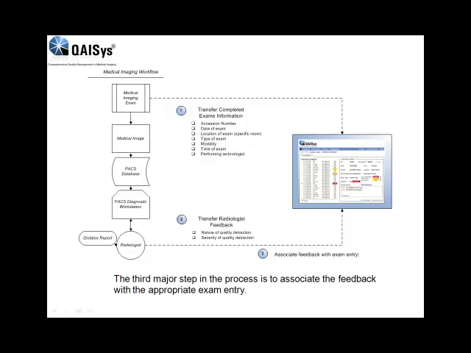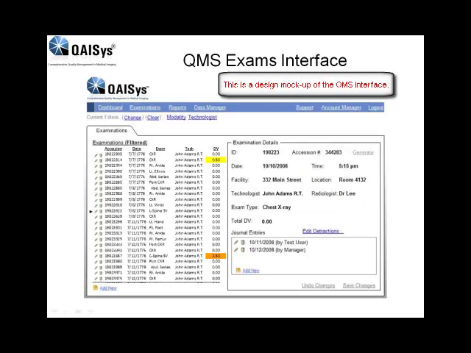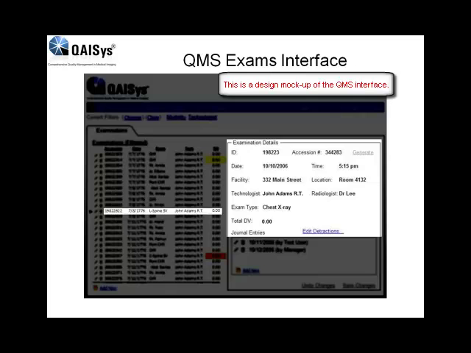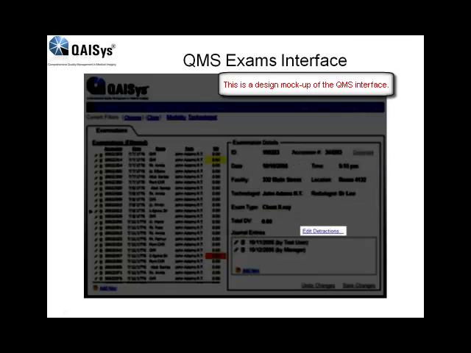The third major step in the process is to associate the feedback with the appropriate exam entry, while assigning a dissatisfaction value to the exam according to the nature and severity of the quality detraction. To do this, we select the exam entry and then choose Edit Detractions. This brings us to the DV input interface.